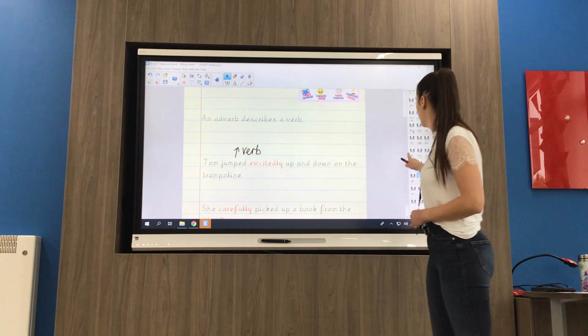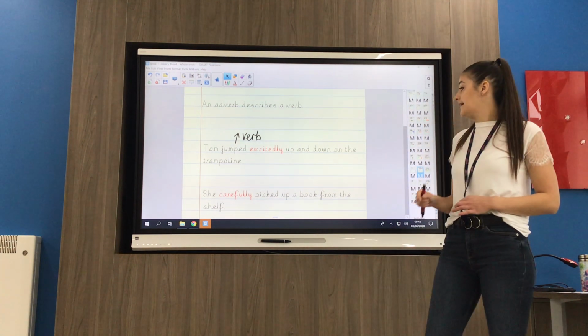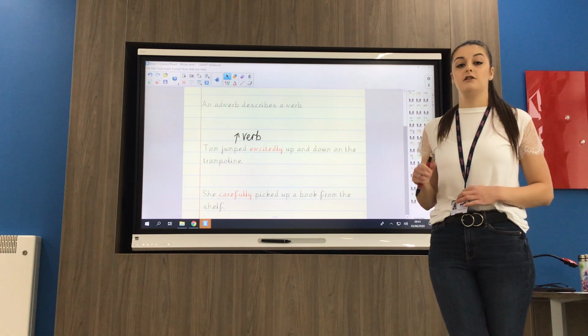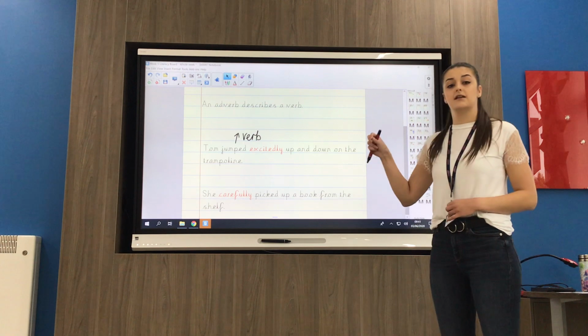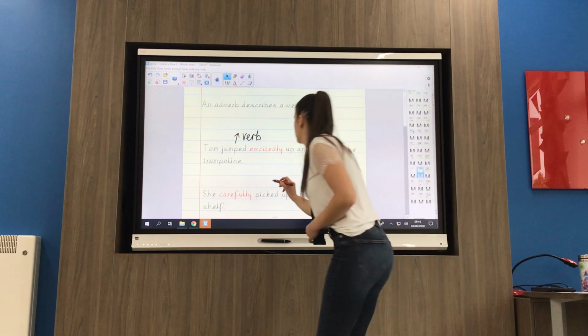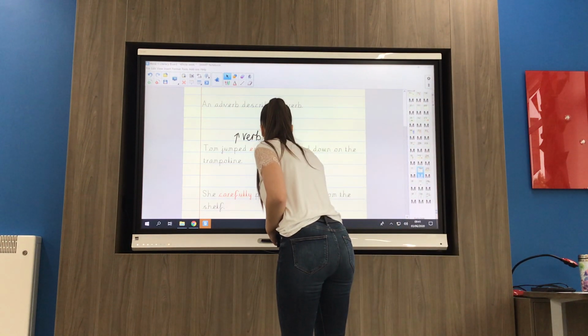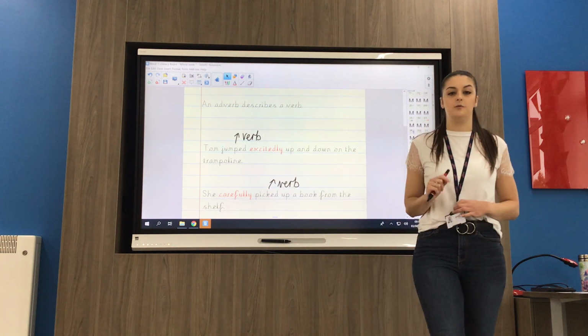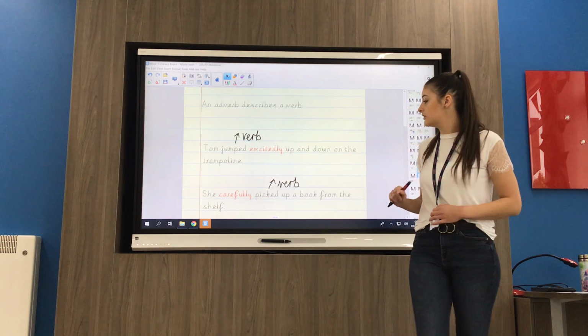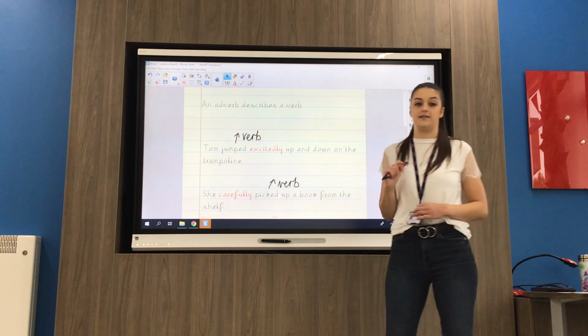We have another look at this one. She carefully picked up a book from the shelf. So the verb there is picked. That's the doing word. So there's my verb. So my adverb should tell me how she picked up that book. And if we have a look, she carefully picked it up.